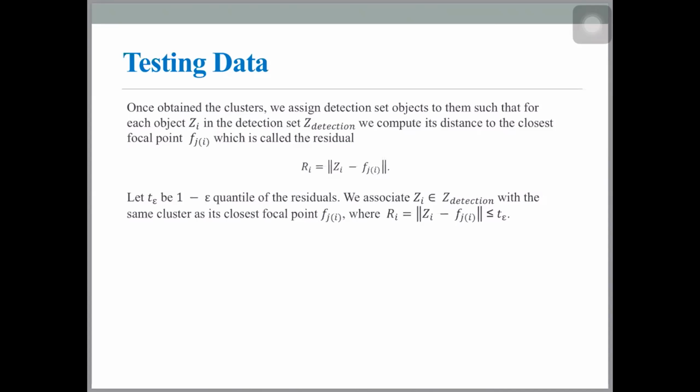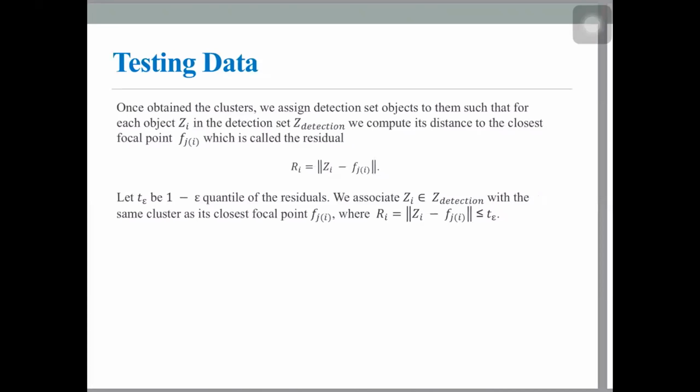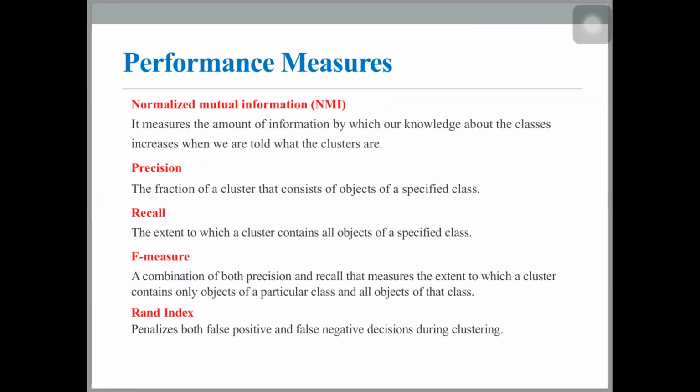Now I want to talk about how I evaluate the performance of the proposed clustering algorithm. I evaluate the created clusters as the detection model generated during the clustering analysis of botnet malicious connections, both in terms of homogeneity and detection capability. To this end, several criteria are used. Normalized mutual information, a measure of cluster homogeneity, measures the amount of information by which our knowledge about the classes increases when we are told what the clusters are.